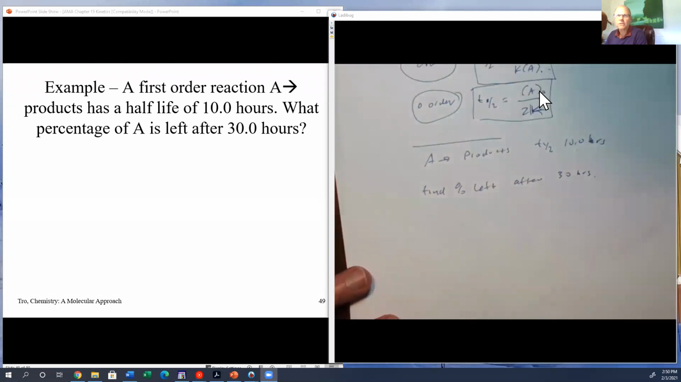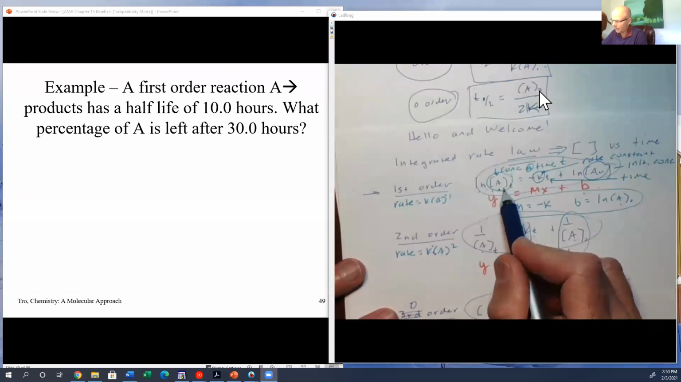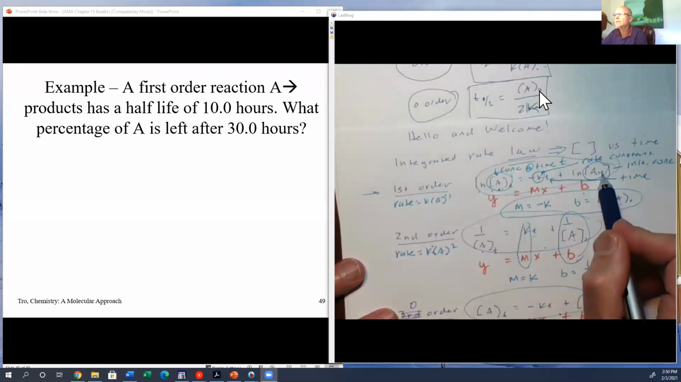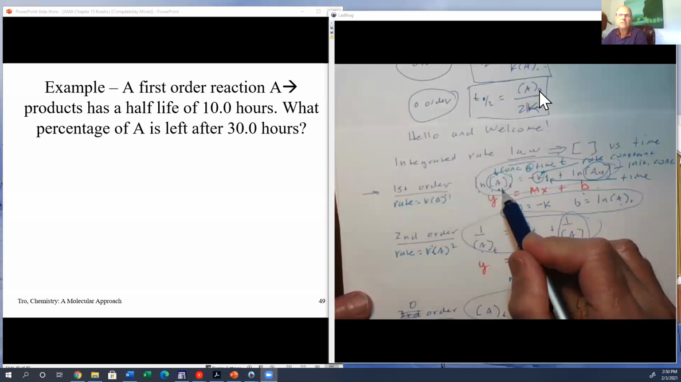So one way I could do this, of course, is to use my first order rate law, right? And put 100% in here, and put t equals 30 hours in here, and find A of t. Even though this is in molar, it'll be proportional to 100%, so that's fine. So you'll get some number proportional to 100, right? And that'll give it to you. So that's one way to do it.